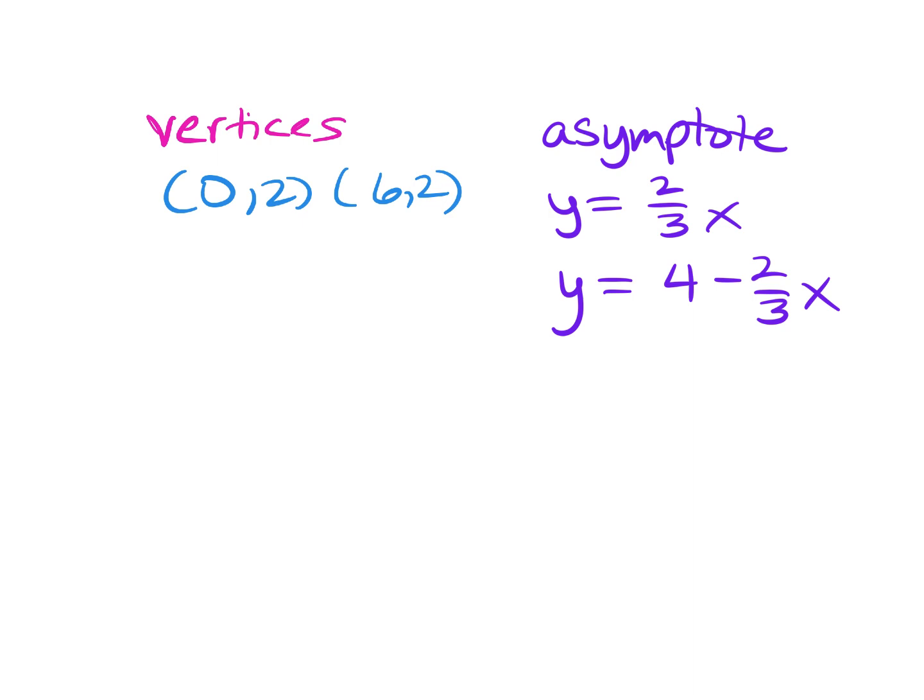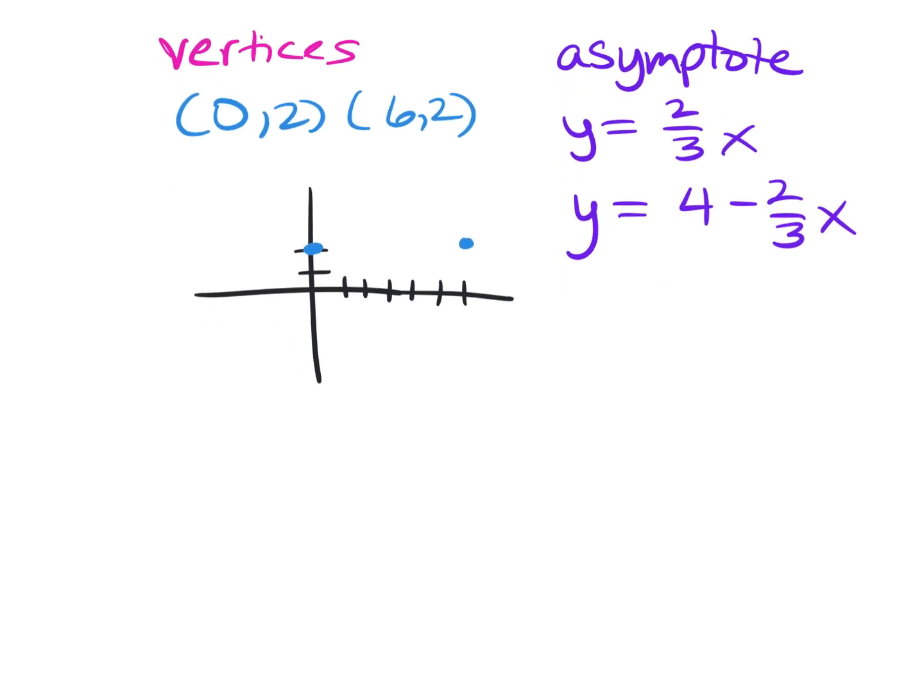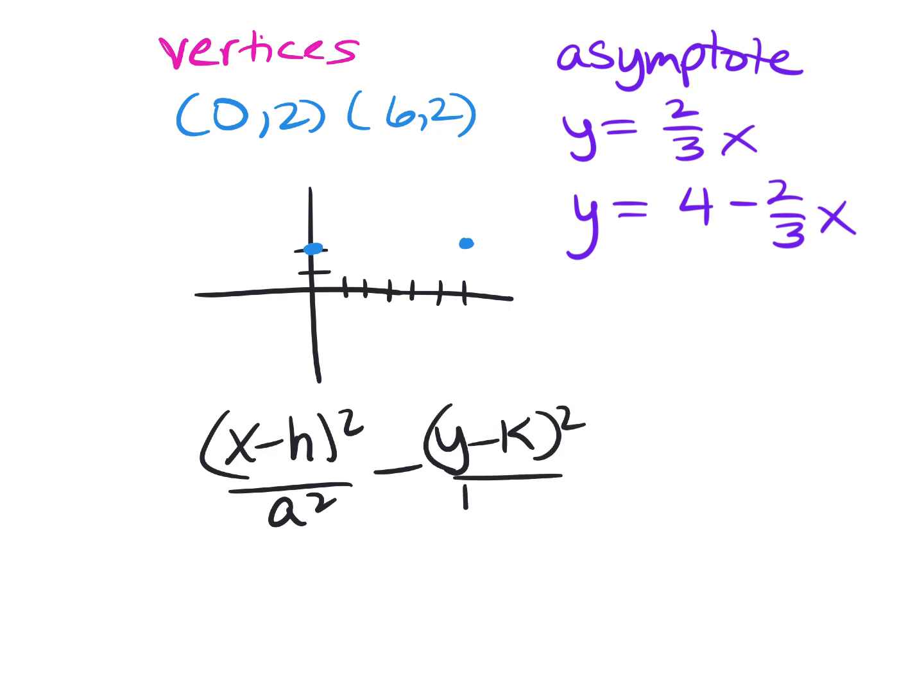Notice they've distributed here. So I need to go ahead and give myself a visual to see which axis my graph is traversing. So it's at the ordered pairs 0, 2 and 6, 2. So I have a vertex here and here. So you can already see that it's going to be traversing the x-axis because they're horizontal, they're side by side. So the equation I'm going to be filling in is (x minus h) squared over a squared, minus (y minus k) squared over b squared equals 1. This is the horizontal graph.